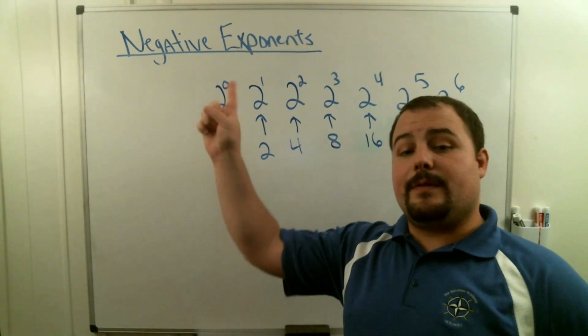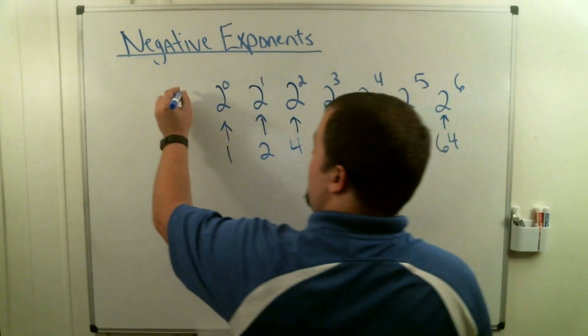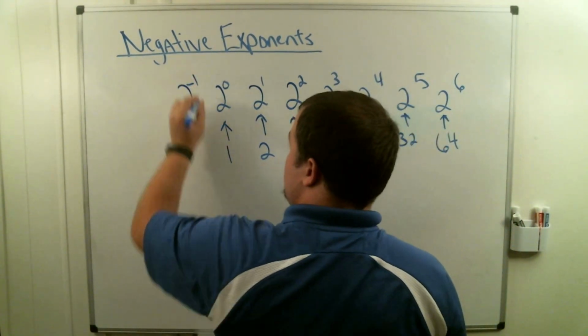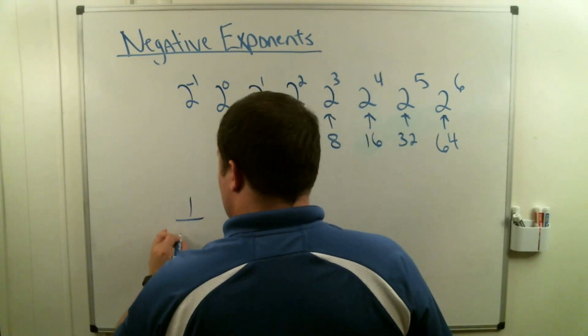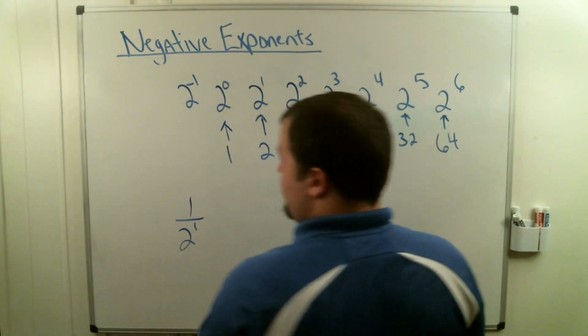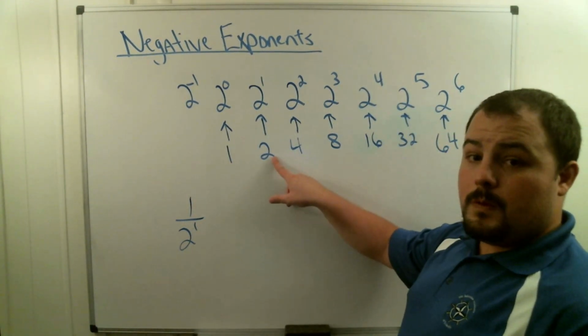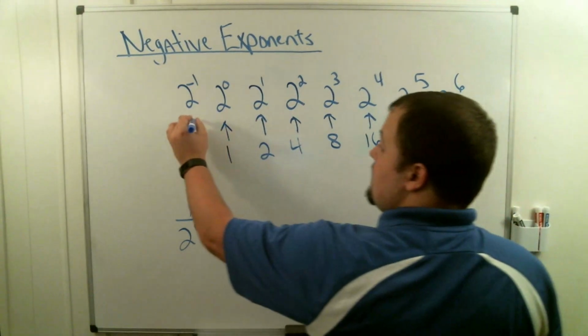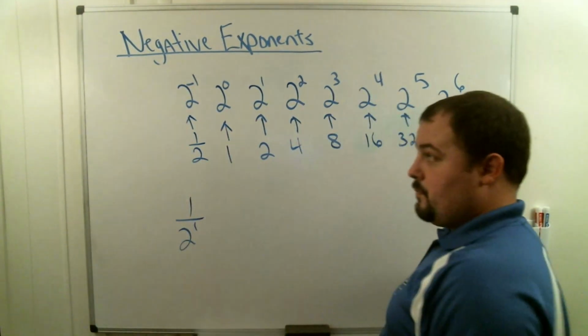Now here's where we're going to talk about the negative exponent rule. The negative exponent rule says that if I have a number like 2 to the negative 1st power, this answer should be 1 over 2 to the 1st power. Well, 2 to the 1st power is 2. So what that means is that this right here should be 1 over 2.